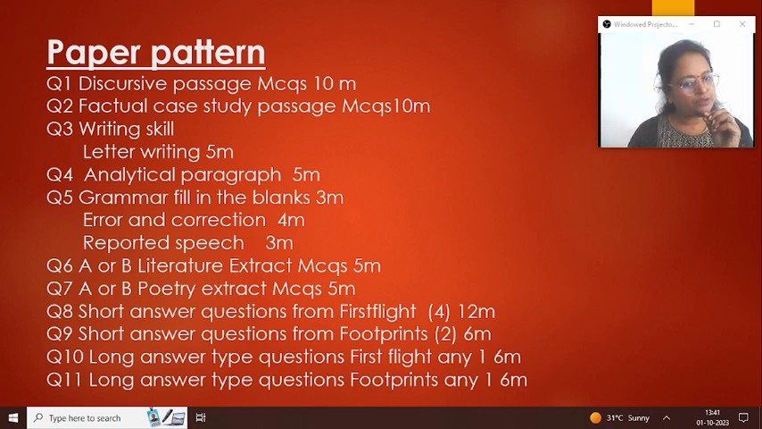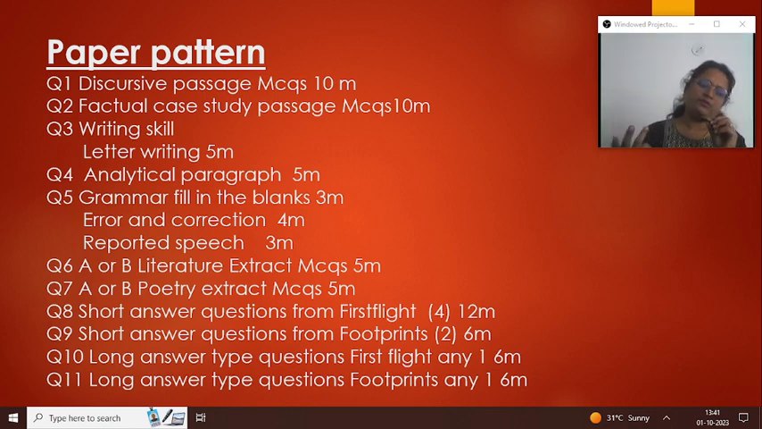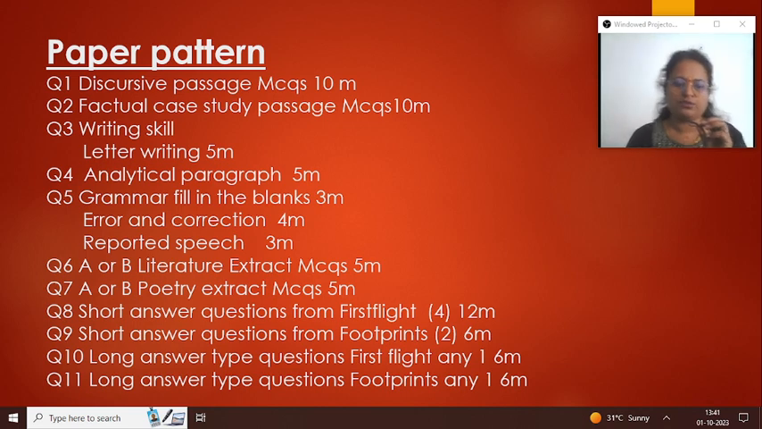In question number 6 they ask you prose, and question number 7 they mostly ask you poetry or drama. These 2 questions, 6 and 7, are MCQ type questions. They give you the options, you need to select the most appropriate option. Now from question number 8 come short answer type questions, based on your study for the whole academic year from the textbooks we have seen, First Flight and Footprints Without Feet.